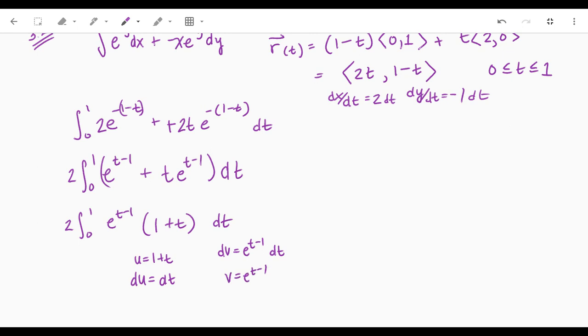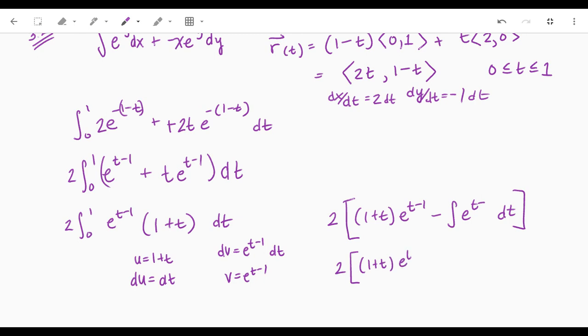Okay, so then I'd have u times v minus the integral of v du. So I'd have 2, 1 plus t, e to the t minus 1, minus e to the t minus 1.